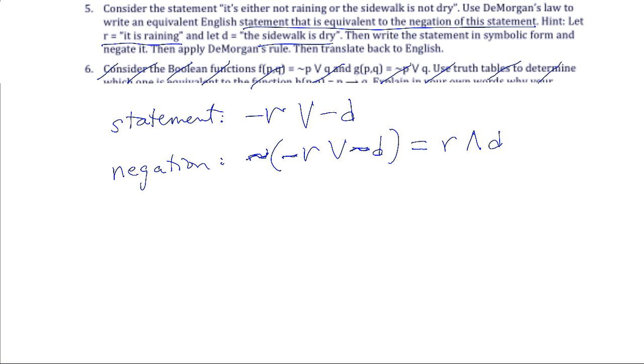And so now we have a much more simplified statement of the negation. If we negate this statement in English, we could say it is not the case that it's either not raining or the sidewalk is not dry. And now we know that that is equivalent to this statement, which is a lot easier. It is raining and the sidewalk is dry.